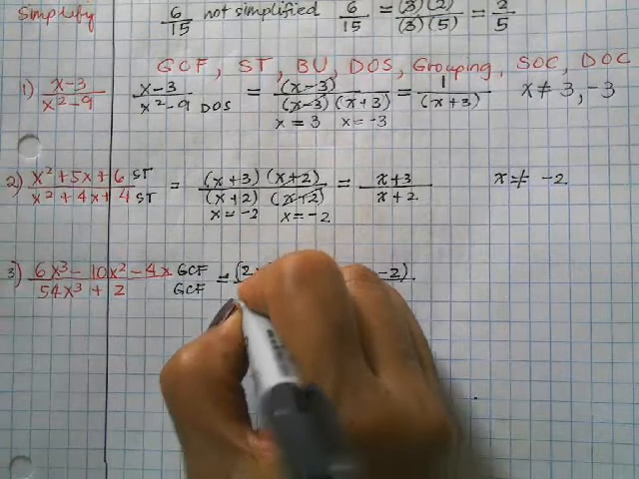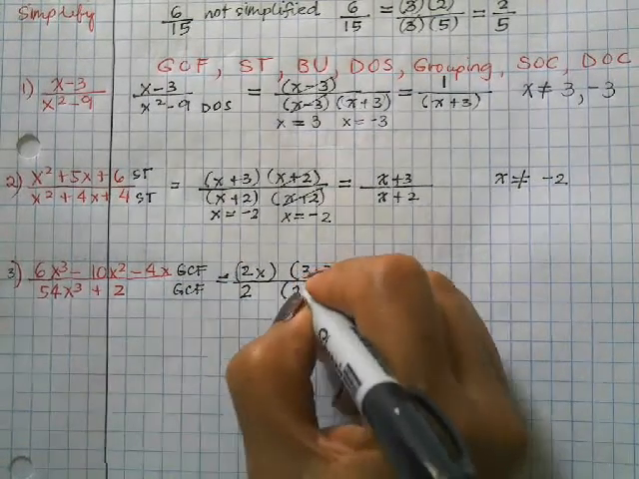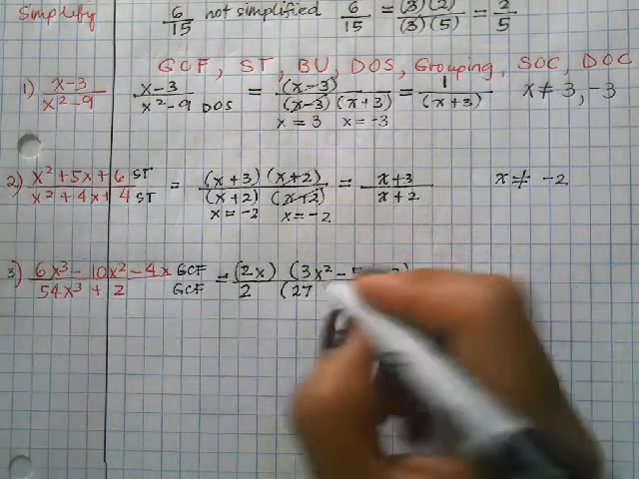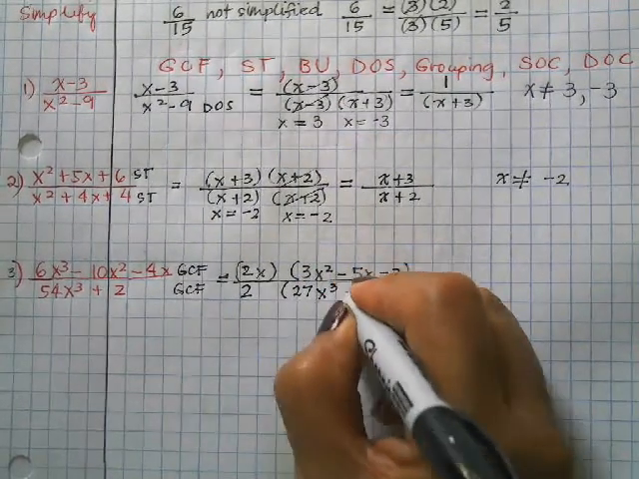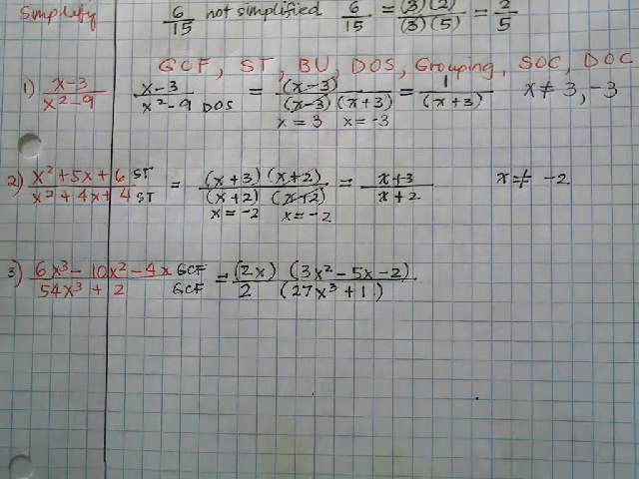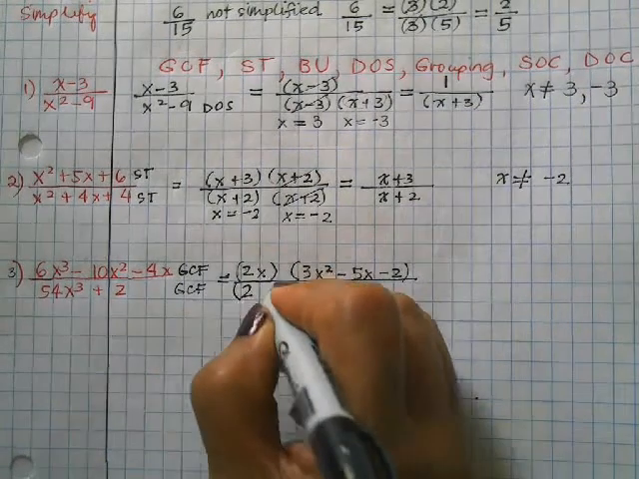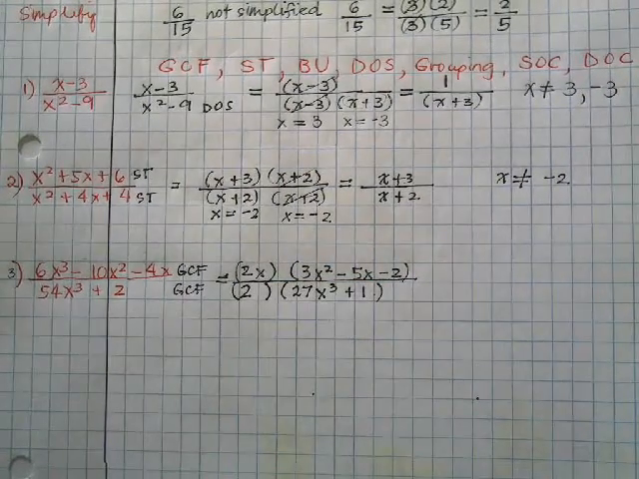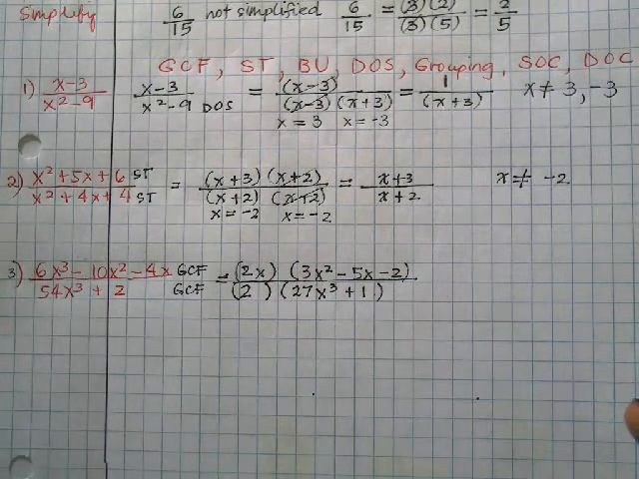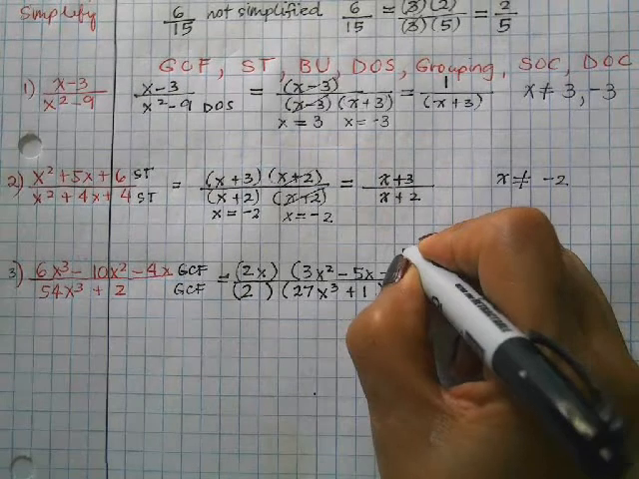Okay, so 2 is common, so that would be 27x to the third plus 1. Okay, let's see if we can still factor further. You can also put a 2 there. Do not start canceling right away. Okay, factor everything first. So this one is, let's try bottom up here.